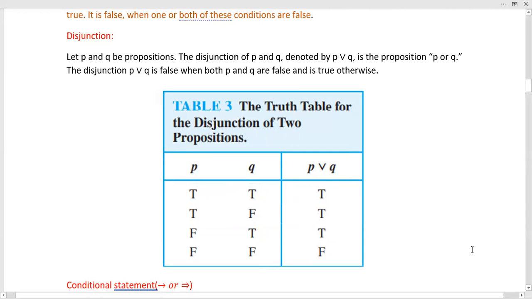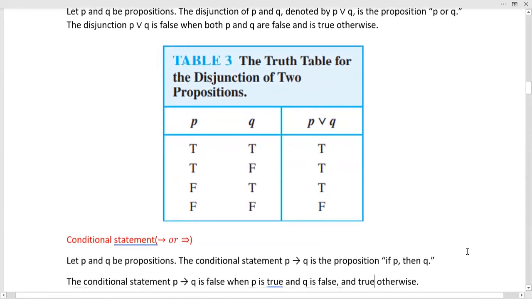That is complete. This is the third table. The first table is negation. The second table is conjunction. The third table is disjunction. Three are completed. Now come to the next.